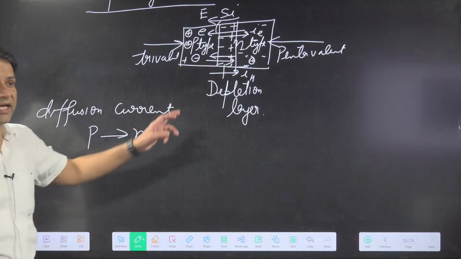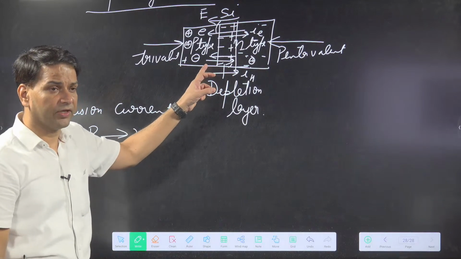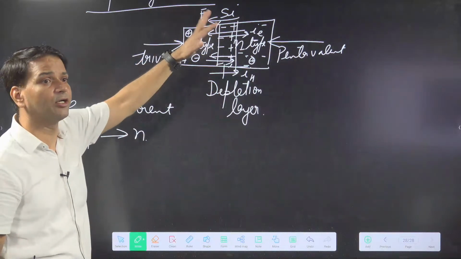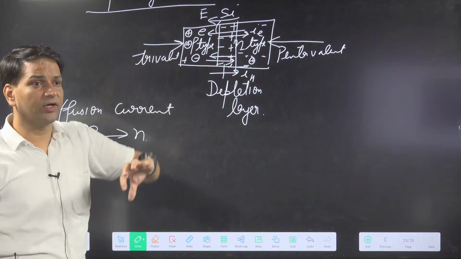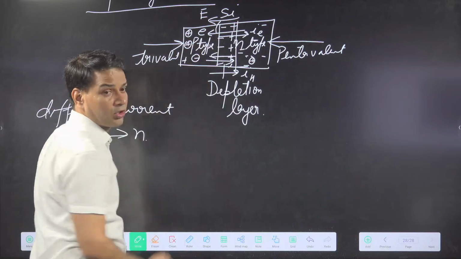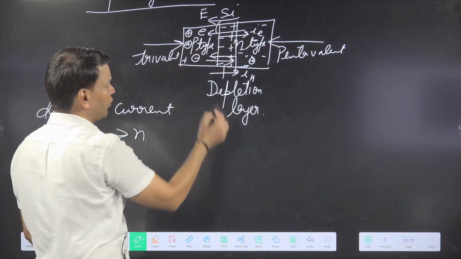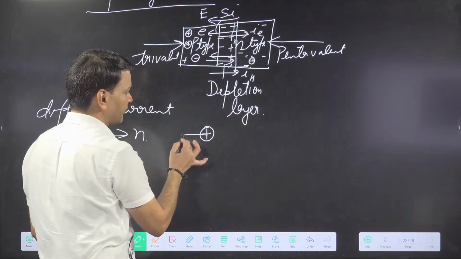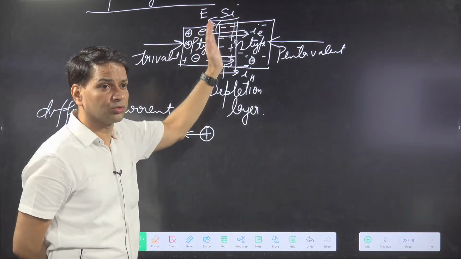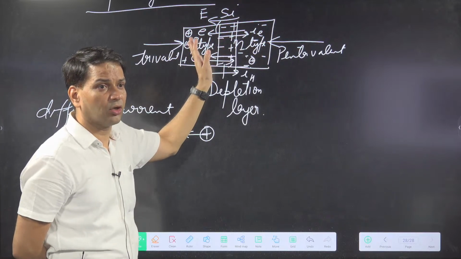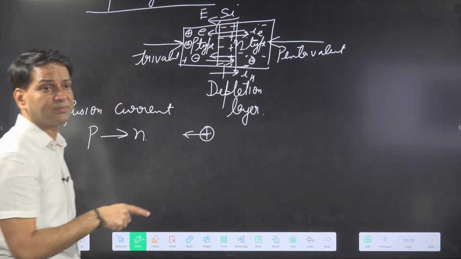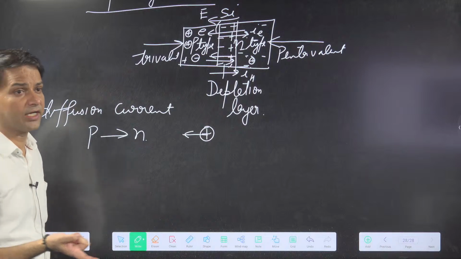Okay. So when the electric field is developing, what will happen? What is the direction of the electric field? That is from N to P. So the electric field will apply a force. If you see the majority holes, they will experience the force in the direction of the electric field. So now holes cannot cross the depletion layer. One more thing, electron will experience the force in the opposite direction of the electric field.